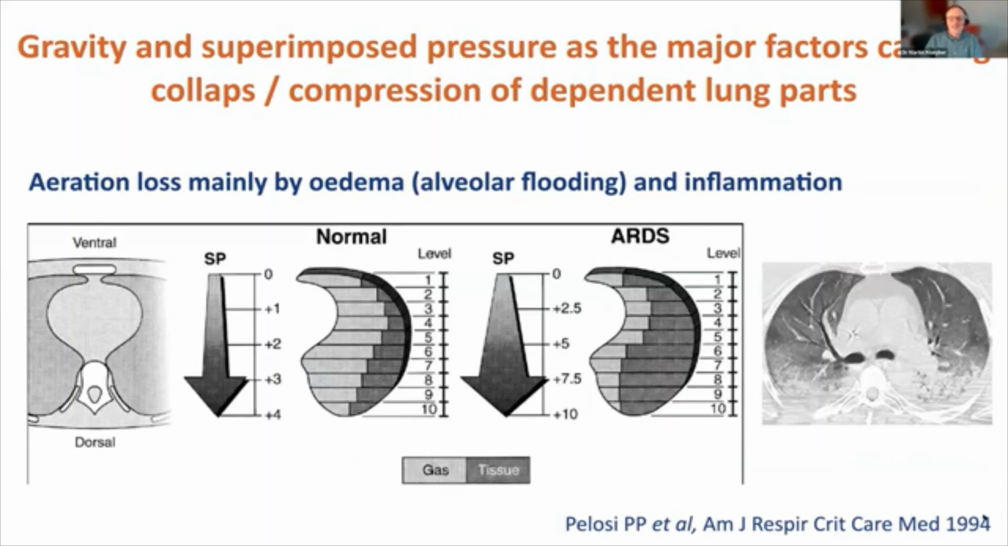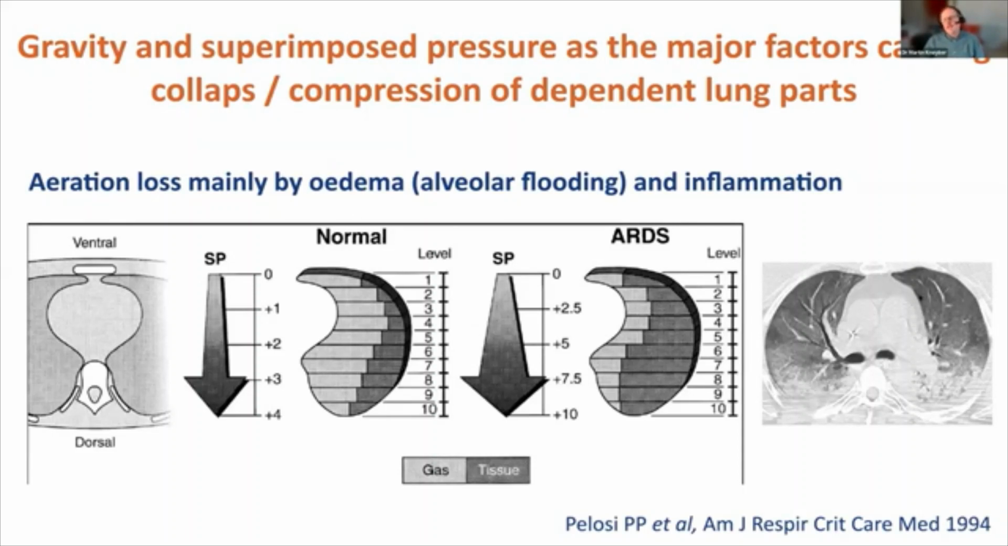So here we have a patient in supine position, ventral, dorsal. Here's the vertebrae, and there's a superimposed pressure. If you go from ventral to dorsal, the superimposed pressure increases. Under normal conditions, there is a moderate increase, and the ratio of aerated versus non-aerated lung tissue is pretty well preserved, because otherwise we would be in trouble when we go to sleep at night.